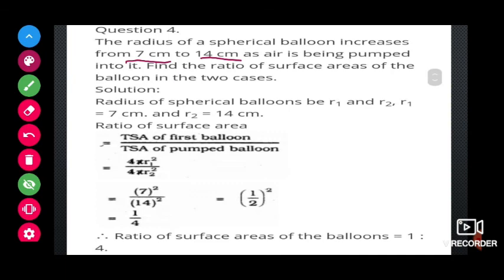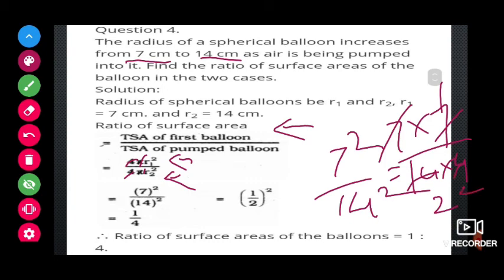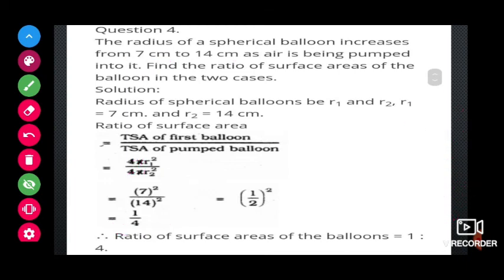First, the total surface area of the first balloon will be 4 pi r1 square. The second will be 4 pi r2 square. Here we can cancel 4 and 4, pi and pi. So the remaining is r1 square by r2 square, that is 7 square by 14 square. 7 square means 7 into 7, 14 square is 14 into 14. 7 ones are 7, 7 twos are 14. So the remaining in the numerator is 1 and in the denominator 2 twos are 4. That's it. 1:4 ratio.